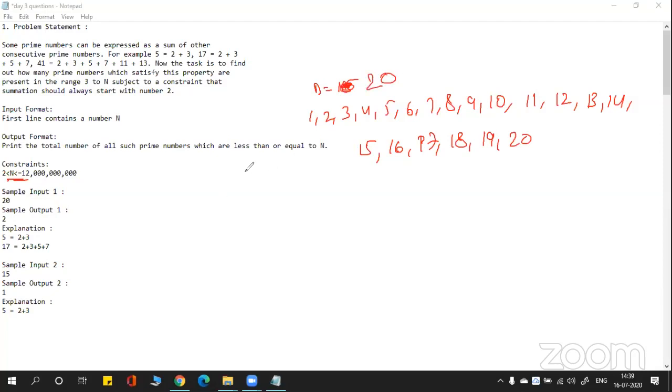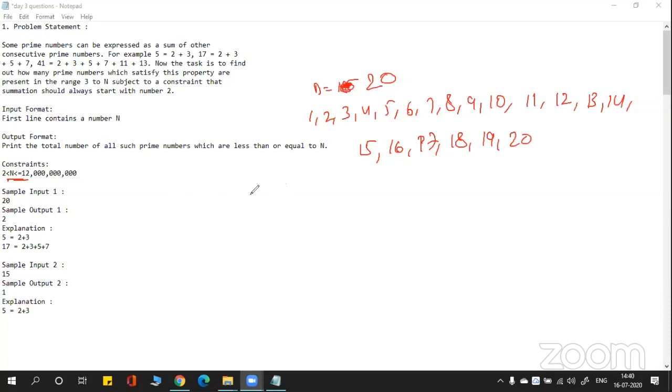In this, can anyone tell me what the prime numbers are? They are not asking for the count of prime numbers. If they were, we would just find the prime numbers, increment the count whenever we get one, and print that count. But here they are asking how many numbers can be expressed as a sum of prime numbers.